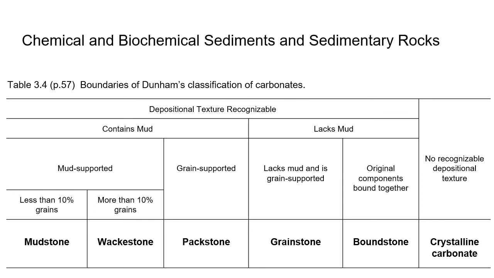So we have lots of grains, bioclasts for example, but there's a really low amount of mud, it'd be a packstone. If there's no mud and it's entirely grain supported, then it would be a grainstone. If the original components are all bound together and there's no mud, that'd be a boundstone. And if you can't recognize any depositional texture, that'd be your crystalline carbonate.